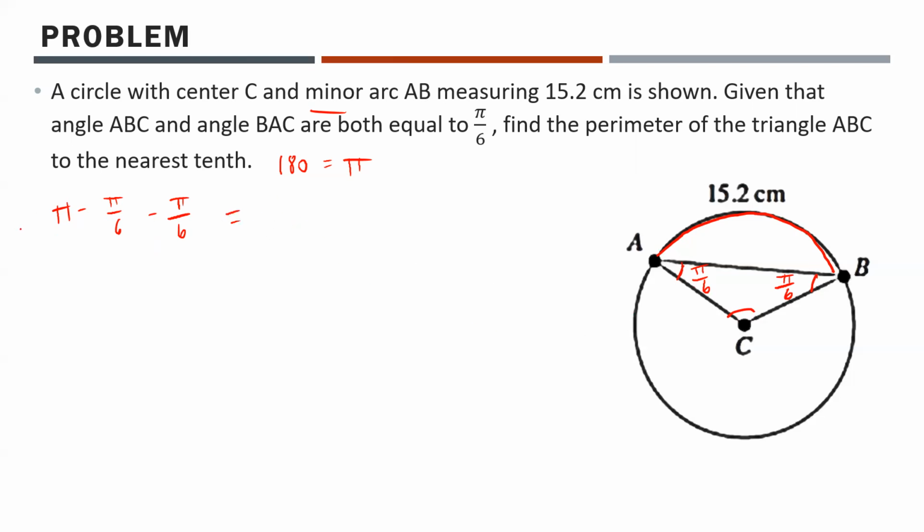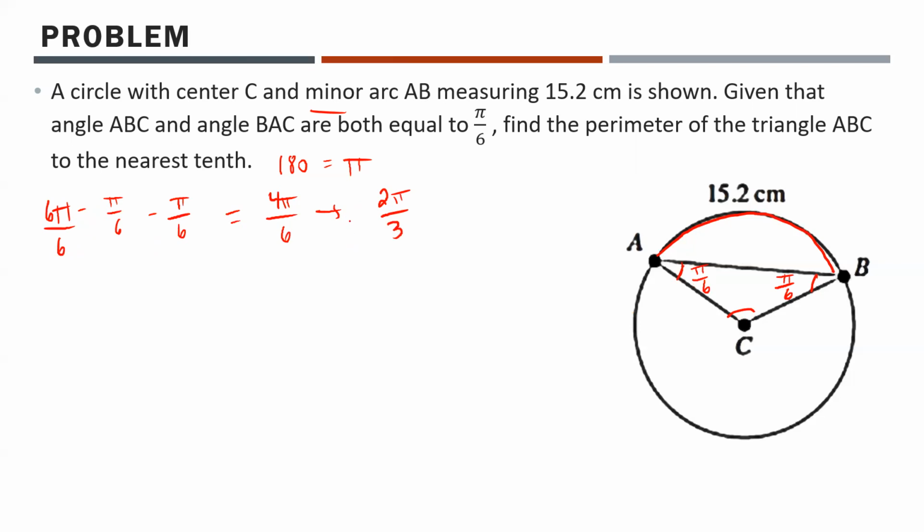Anyway, hopefully you see that in order to subtract fractions, they all have to have the same denominator. Pi would just be 6 pi over 6. That would leave us, if we go 6 pi over 6 minus pi over 6 minus pi over 6, we would be left with just 4 pi over 6. Or if you prefer a cleaner fraction, that would be 2 pi over 3.